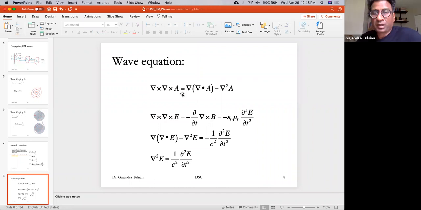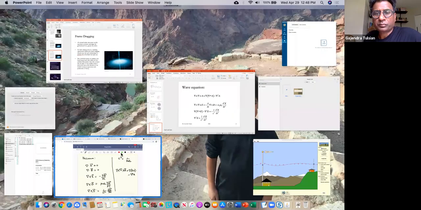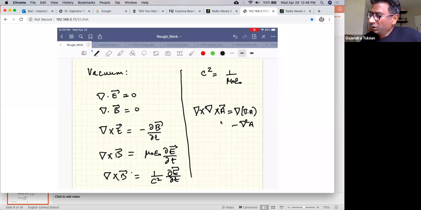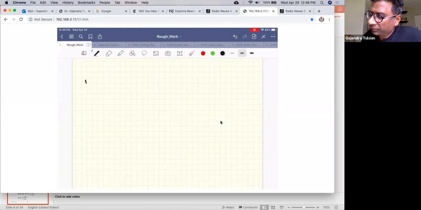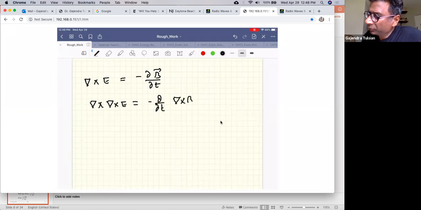Let's use that. So let's go to the chalkboard. Here, that vector identity, what we're going to do is apply it to that equation. We'll take the curl of E, which was equal to minus del B by del t. We'll take the curl of both sides of the equation, and the curl and the time derivative operator commute. Okay, so that's the equation.